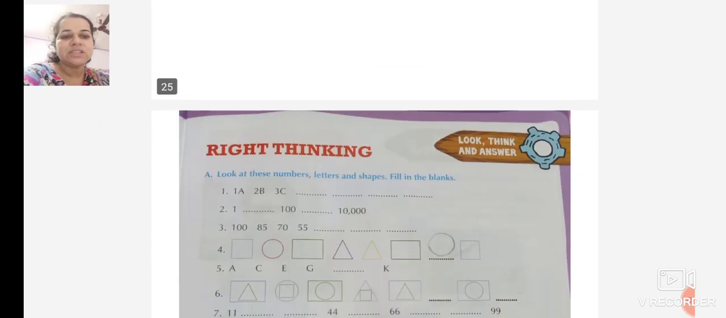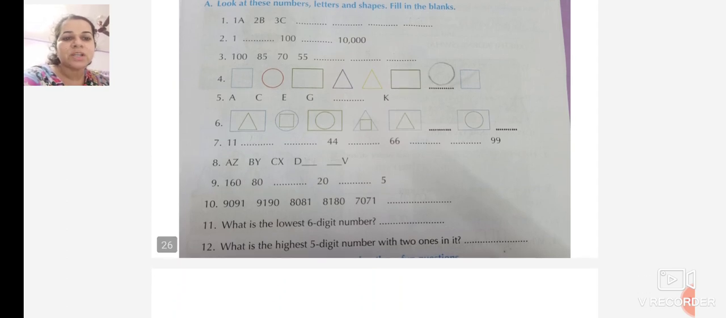Now we move on to the 12th blank. What is the highest 5-digit number with 2 ones in it? Now we have to search for a number that is the highest 5-digit number and has 2 ones in it. 2 ones means there will be 2 number ones in it. So how will we find it? Let us do it.